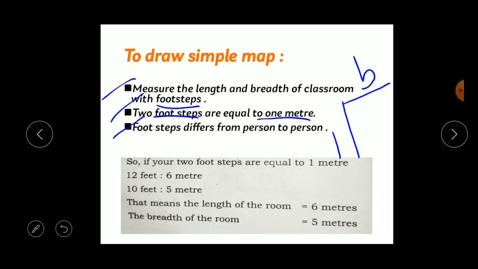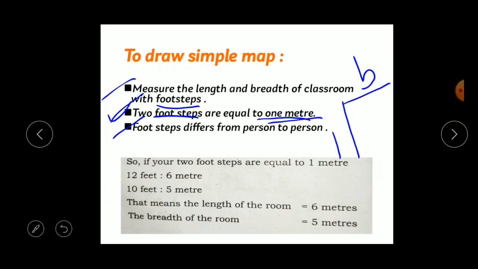Okay, and next is footsteps differ from person to person. So see here, the footsteps differ from person to person because some persons may be short and some are tall. That's why footsteps differ from person to person. Someone's footsteps may be 3/4 meter. So know the length of your footsteps first. Okay, it is based on my footsteps. So 2 footsteps are equal to 1 meter.